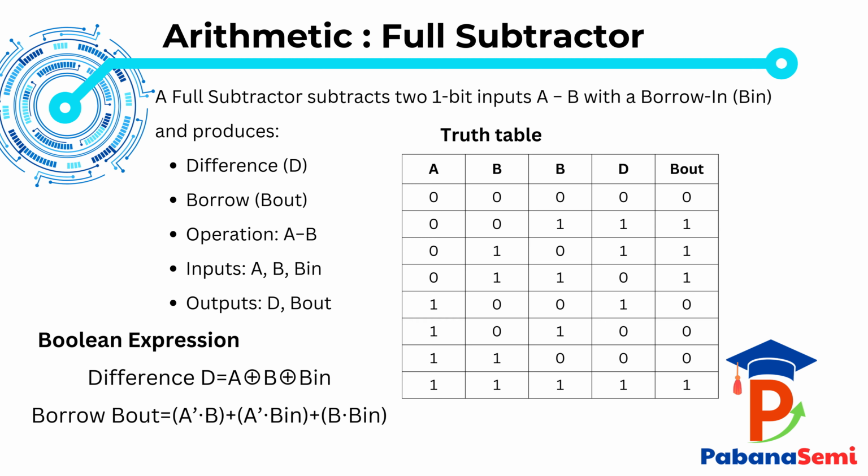The borrow out becomes 1 whenever a does not have enough value to subtract b and bin. In other words, borrow is generated when either b is 1 while a is 0, or bin is 1 while a is 0, or when both b and bin are 1. That gives the borrow equation, bout equals a prime b plus a prime bin. So the key takeaway is, difference is a 3-input XOR, and borrow out indicates when the subtraction needs a borrow from the next higher bit.